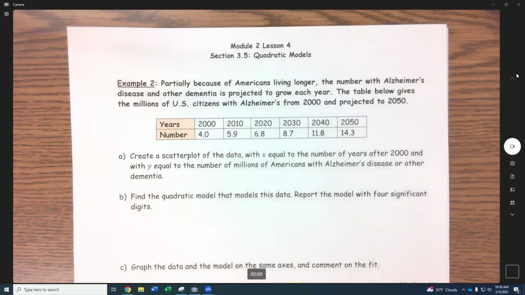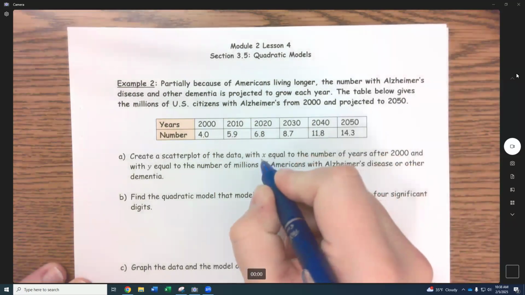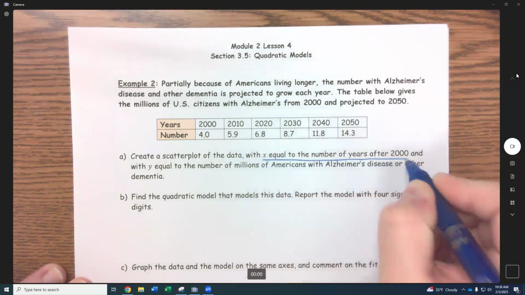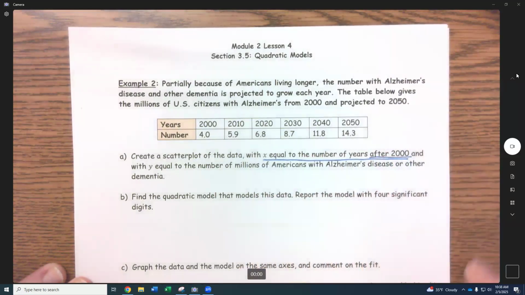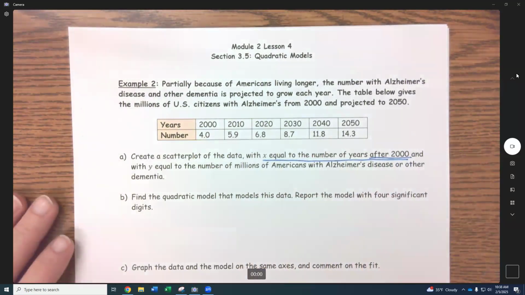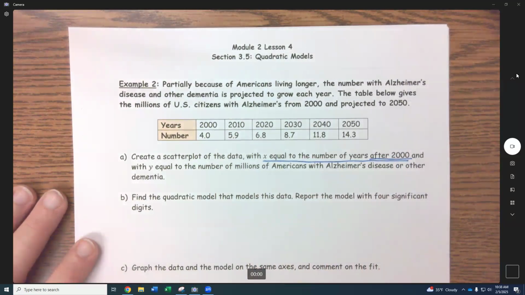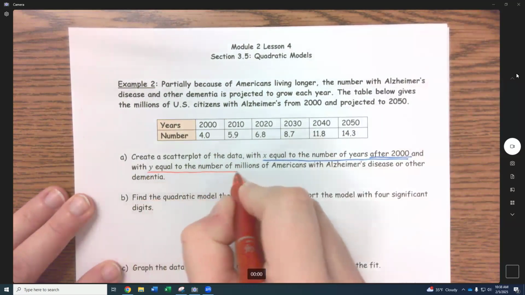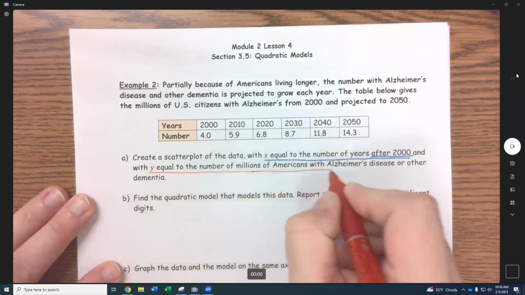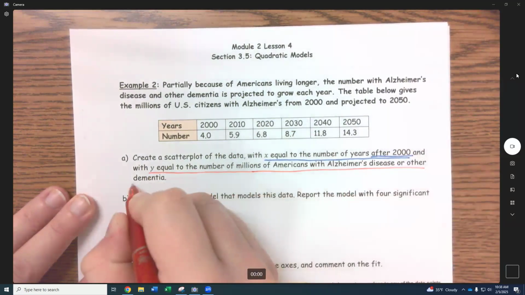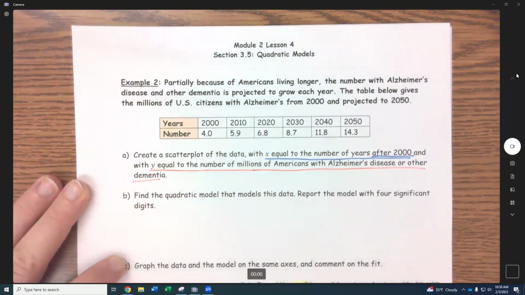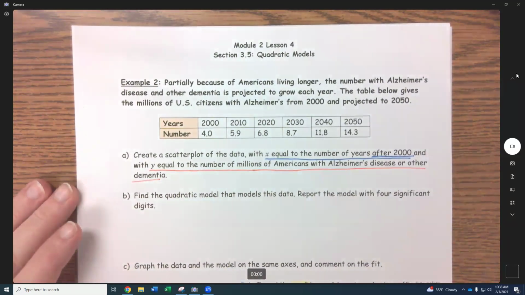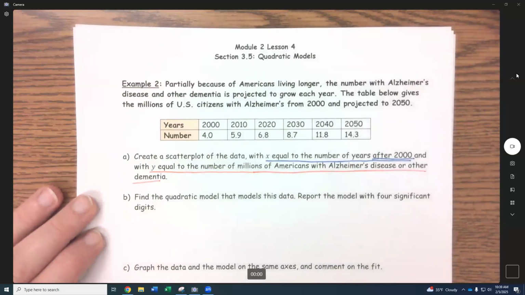So part A wants us to create a scatter plot with X equal to the number of years after 2000. And if I get a different color here, Y equal to the millions of Americans with Alzheimer's disease or other dementia. And so there's what my two variables represent.